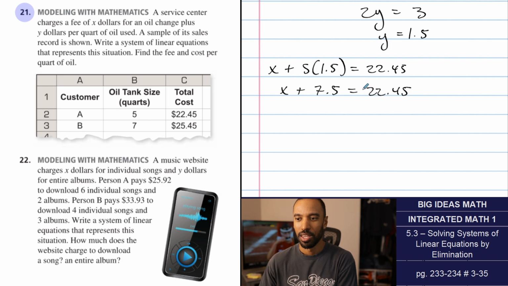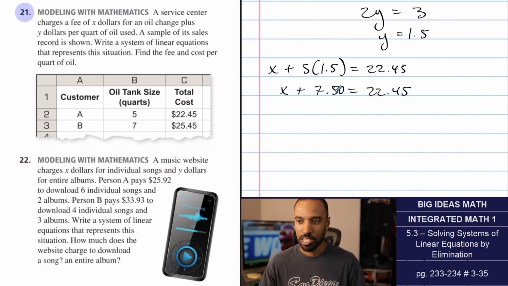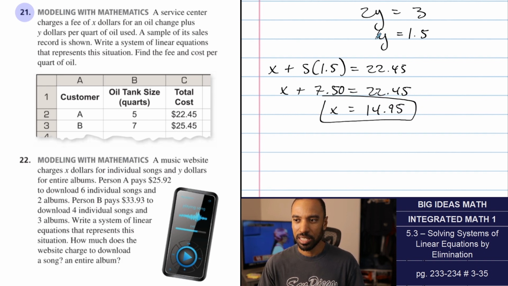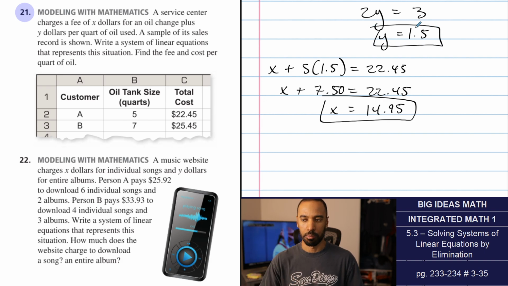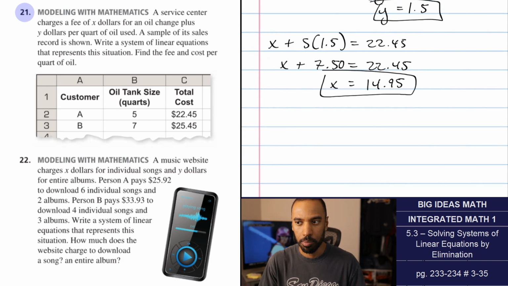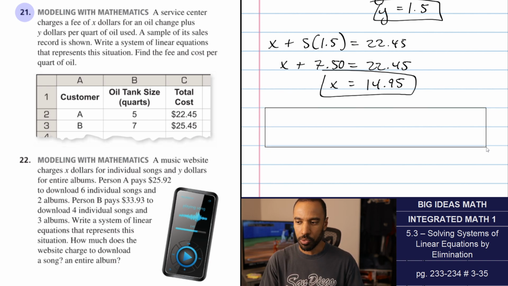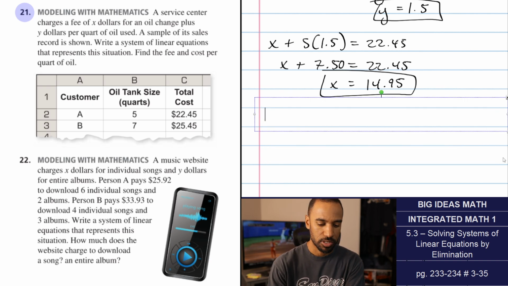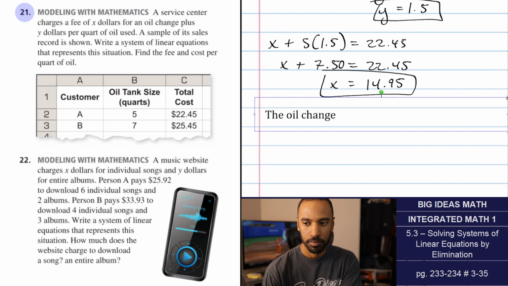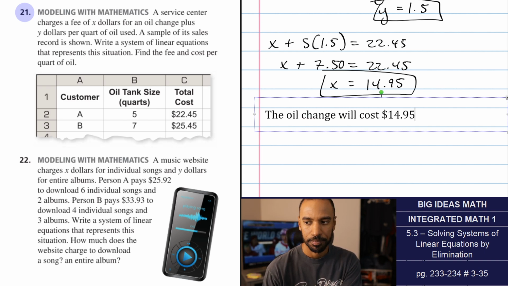Get a second opinion. Subtract 7.5. And at this point, I might as well say 750 because I got to subtract this over. 22.45 minus 7.50 is $14.95. So that's $14.95. And that's the point I want to make here, guys. We're not going to write an ordered pair this time. We can use word problem stuff, which means context, units, and the right form of decimals and stuff. The oil change will cost $14.95 flat, just up front.